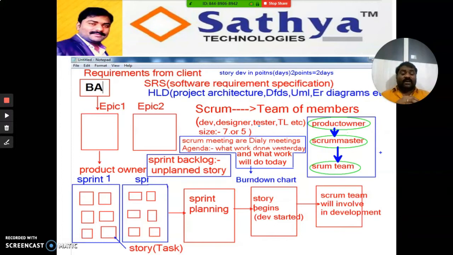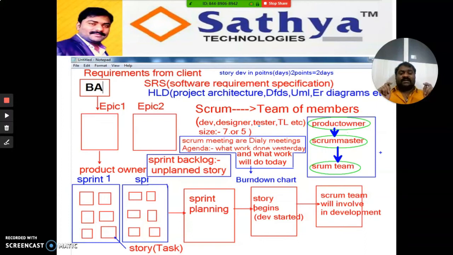Development starts means who will be involved in developing the stories? Scrum. Scrum is nothing but a group of members who are involved in developing the story. Designer, developer, tester, SC, SSC, team lead, all the members, it is like a team of members who are involved in developing the story.